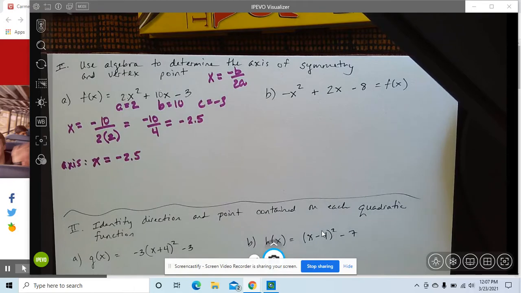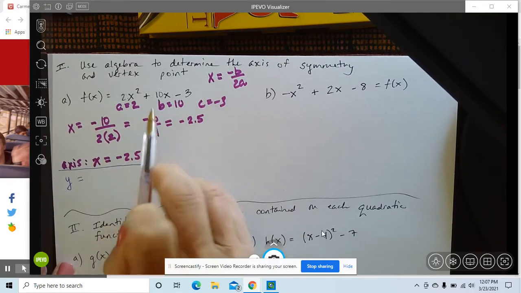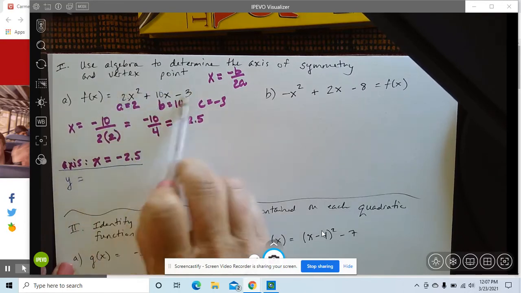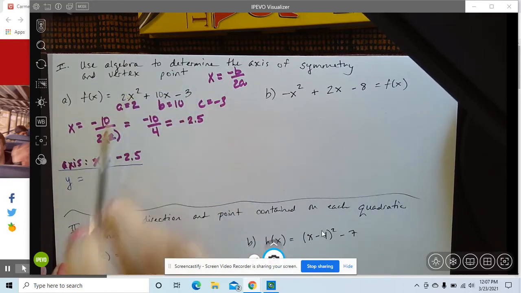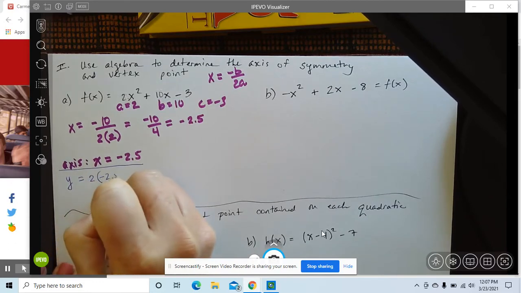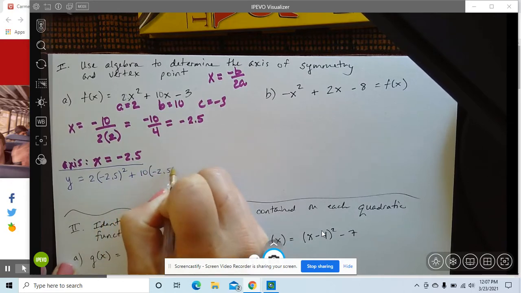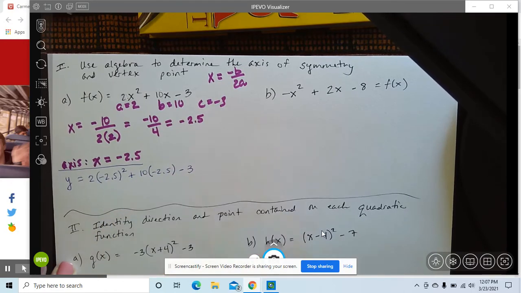To find the vertex, substitute. So wherever the x was in the original, we're going to put this negative 2.5 right inside of there. So y is found: 2 times negative 2.5 squared plus 10 times negative 2.5 minus 3. All right, I need a calculator.